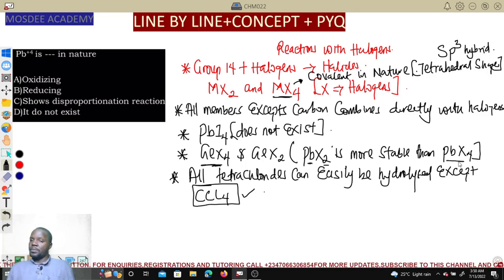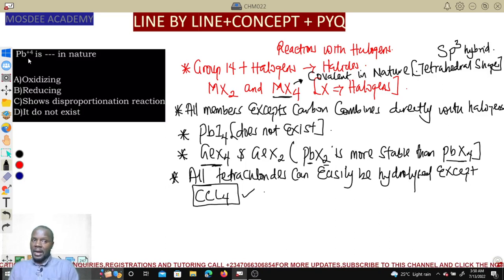This is a good exception: PbX2 is more stable than PbX4, whereas in order, we expect the tetrahalides to be more stable than the dihalides. I hope you understand what I'm talking about. These are things that examiners ask. And the reason for this one is because of the lone pair. The central atom can accommodate the lone pair from oxygen in others, but in this one it cannot, because it cannot pass its boundary. I've talked about that before. So let's just move on.